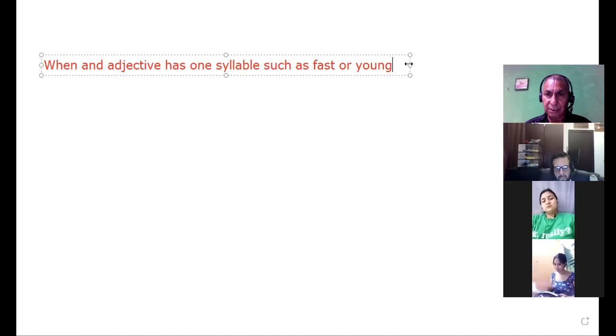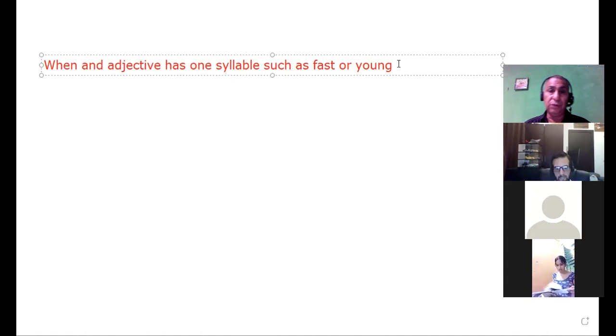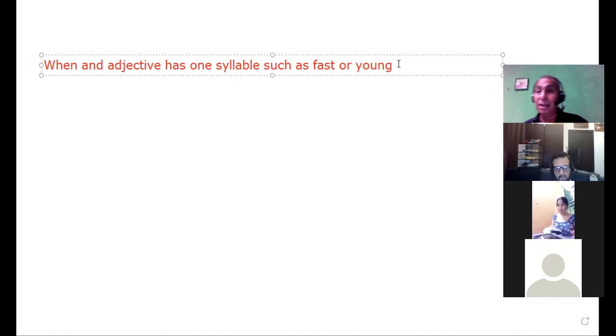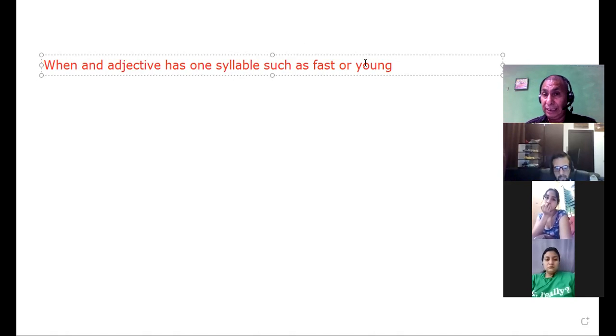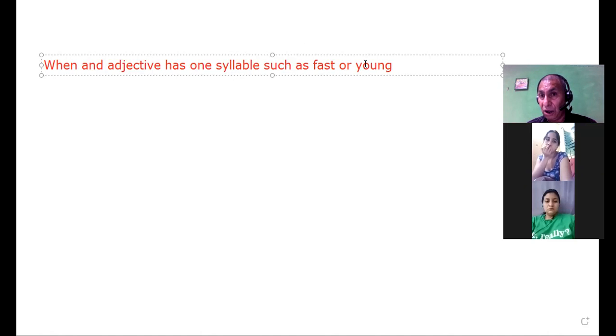We're going to take a look at the adjectives of one syllable. One syllable is when you have one vowel plus a consonant. In the case of fast, it has a vowel A and the rest of them are consonants. In the case of young, the rule is that U is mute, and this one sounds like a long O, young. So this is basically one vowel. One syllable words such as fast and young, we put ER.